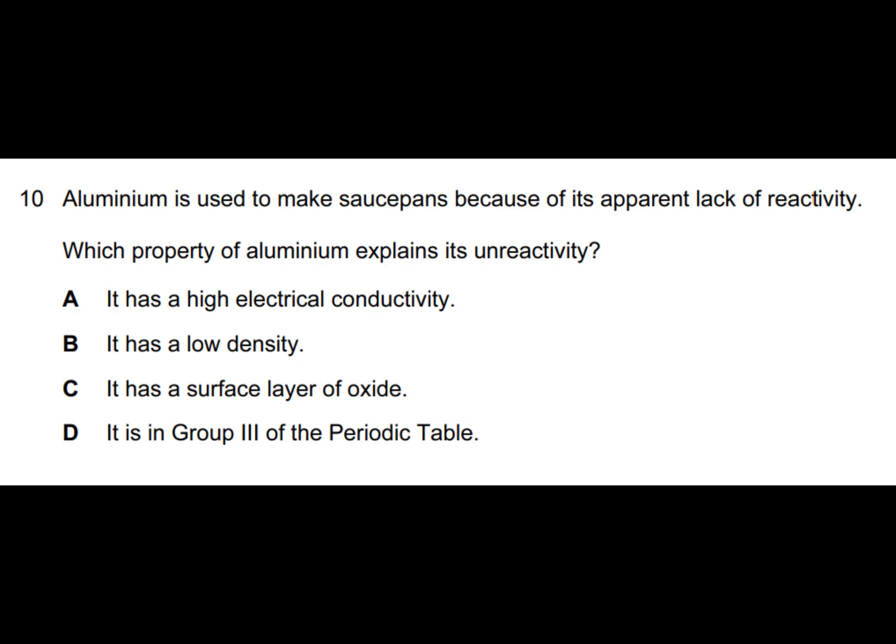So let's read the options now. Alpha says that it has a high electrical conductivity. Bravo, it has a low density. Charlie, it has a surface layer of oxide. So yes, Charlie is the correct option because it has a surface layer of oxide, which is very tough, of course, and prevents further reaction.